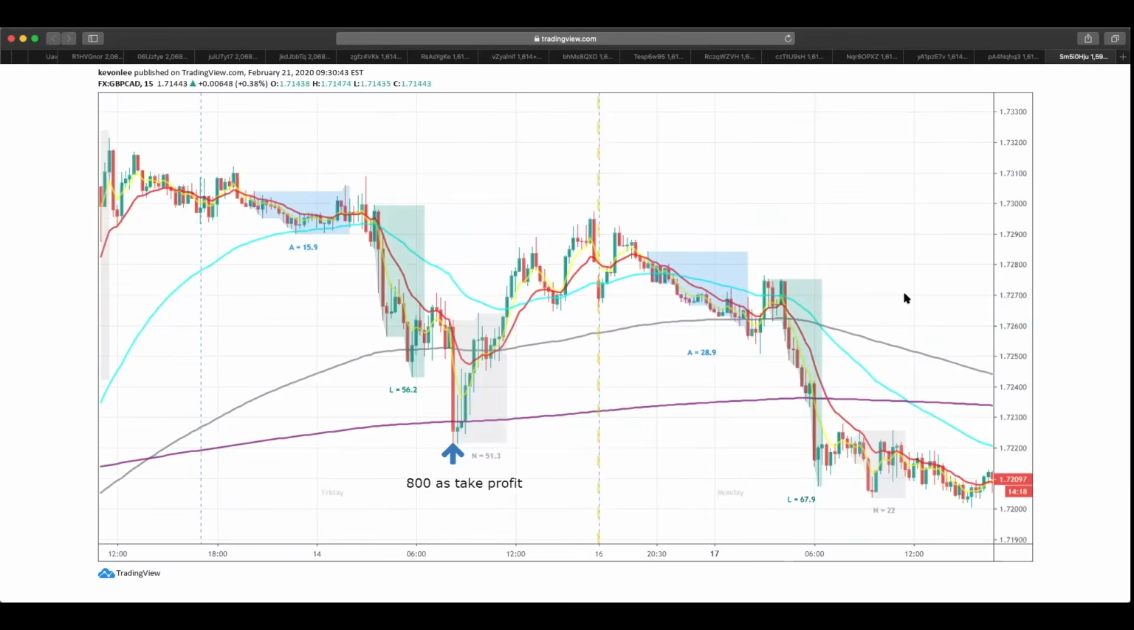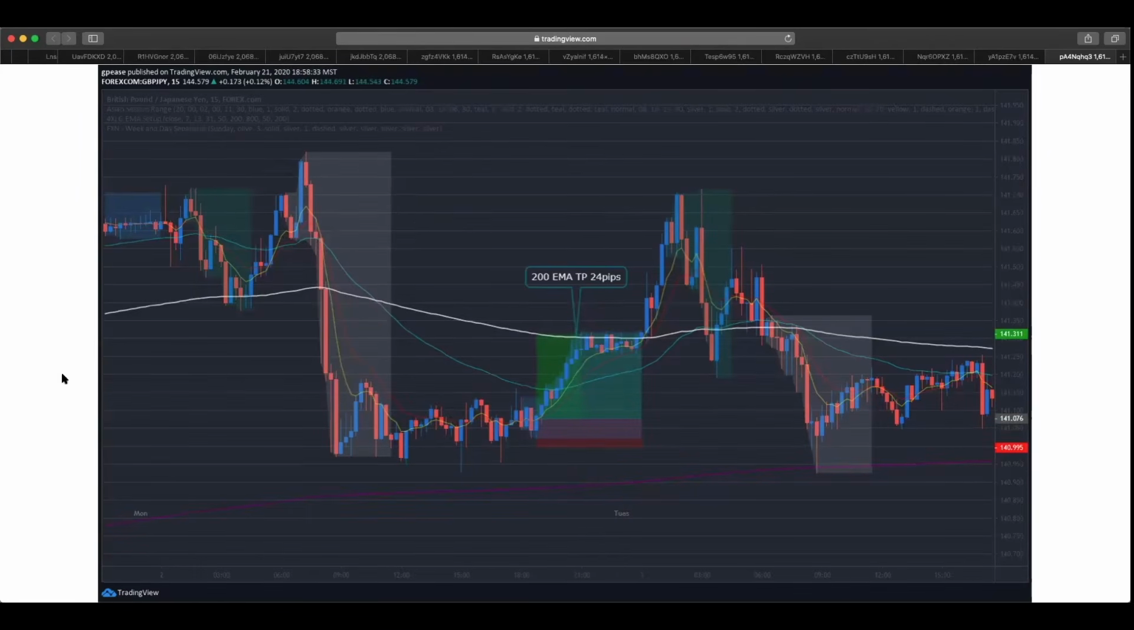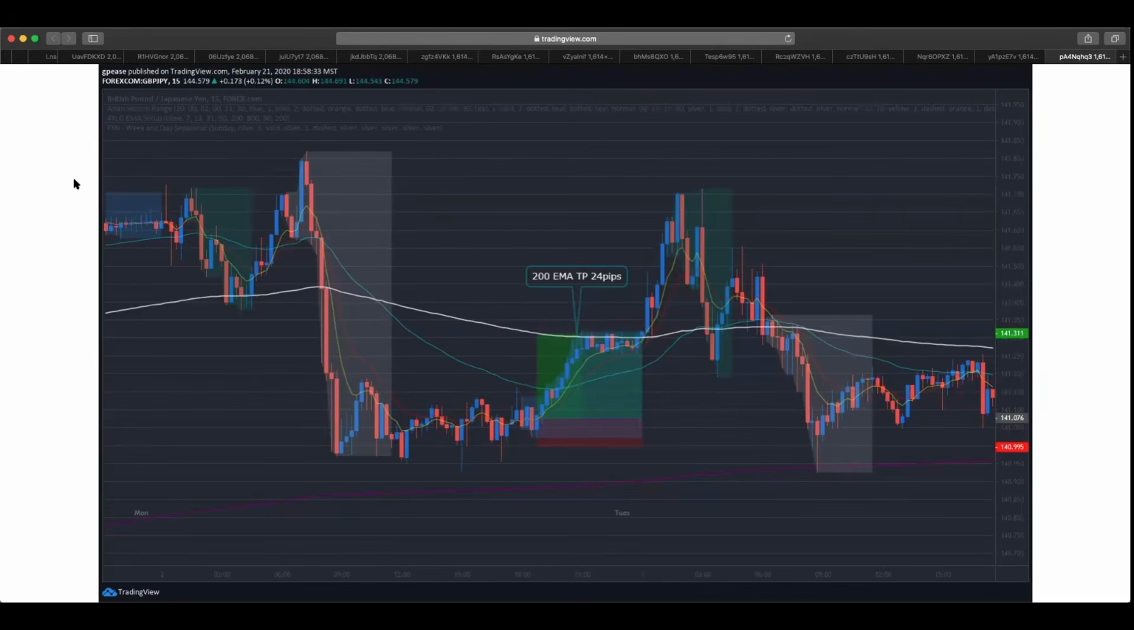Here, this is a good take profit for the 800. It's basically a type 3 setup here at the top. You can use this as a take profit. And then here's another take profit as well. So you got two take profits, a 200 and an 800. All right, how about this one here? 200 EMA take profit. Makes sense?